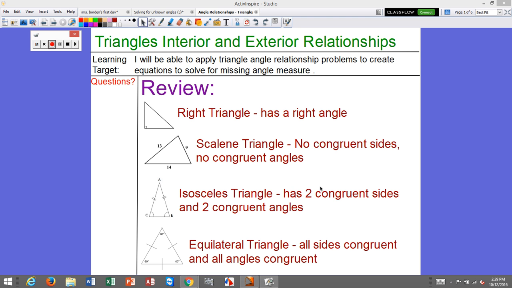Isosceles triangles have two congruent sides and two congruent angles. You can see the markings, the two parallel lines on AB and AC indicate that those are equal, and the two angle measures match each other for angle B and angle C. Equilateral triangles say that all sides are congruent and all angles are congruent, so you can see the markings that indicate congruency.